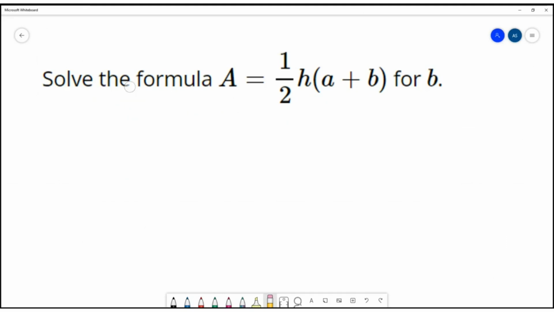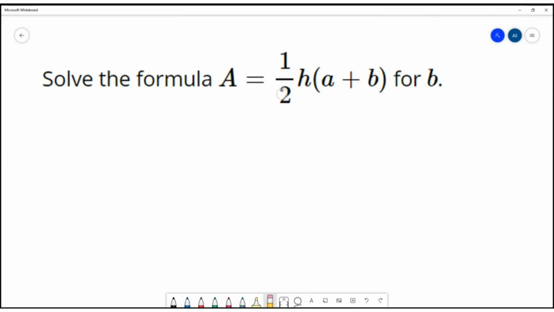On this question, we want to solve the formula A equals 1/2 h times (a plus b) for b. That means we want to isolate the variable b on one side of the equation. Now this fraction can be a little bit confusing, so I'd like to get rid of that first before I start breaking up these parentheses and solving for b.